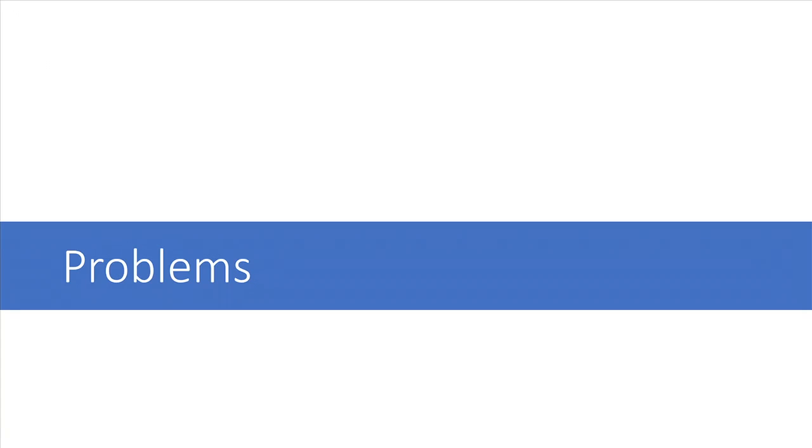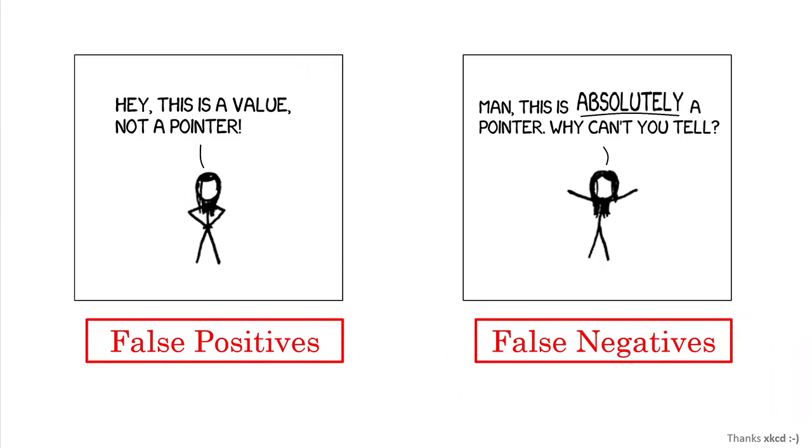However, there are problems in the symbolization procedure of this simple naive symbolization strategy, which are basically that there are some pointers in real-world binaries that don't look like pointers, or there are some values that are not pointers in the real-world binary that look like pointers. So that gives us false positives and false negatives.